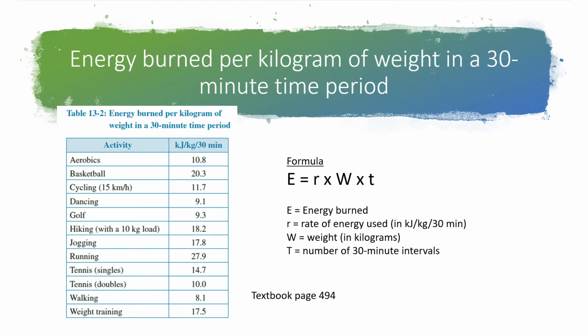Energy burned per kilogram of weight in a 30-minute time period. So in your textbook on page 494, you will find this table. This table shows the amount of energy burned per kilogram of weight in a 30-minute time period. So using the formula E equals R times W times T, where E equals the energy burned, R equals the rate of energy used in kilojoules per kilo per 30 minutes, so that would be the rate that you get from the table, times the weight, or your weight in kilograms, and times how many 30-minute intervals you have done that exercise for.